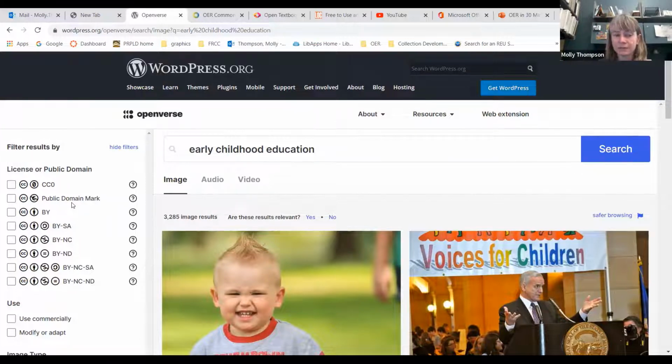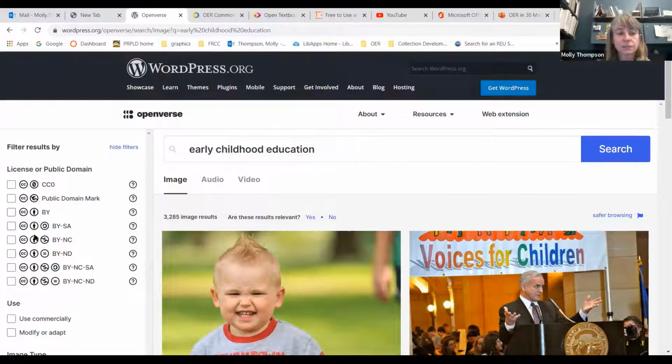You do not have to have an attribution for public domain images. You may want to give the creator credit, but you do not have to. Sometimes, depending on the layout, it may not work as well to put the attribution in there, but it can be pretty small.